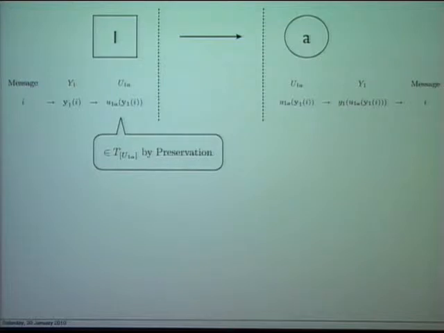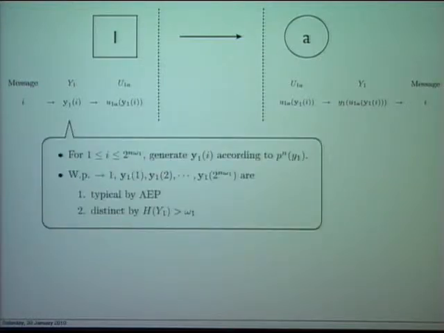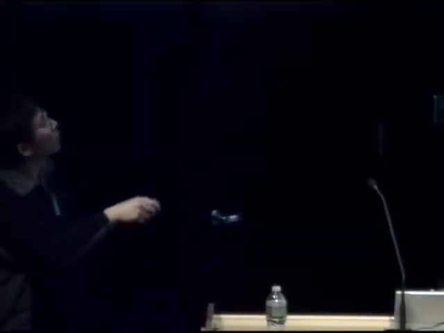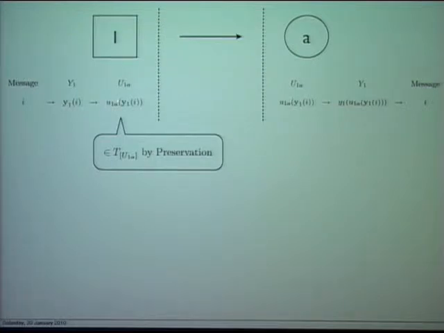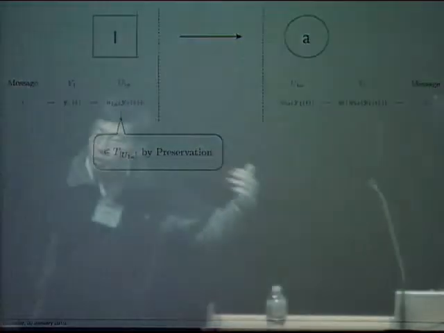So after you have generated these 2 to the power n omega 1 y vectors, if the message I comes up, you map it to this vector. And then after mapping it to this vector, we take the function u1a on each of the components. Now by the preservation property of strong typicality, this vector is going to be typical with respect to the distribution of u1a. Here I'm still confining myself to strong typicality, which means that the auxiliary random variables that you choose from need to be of finite alphabet. Later on, I'm going to relax that constraint.